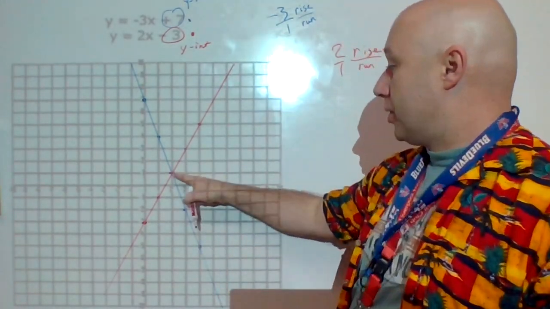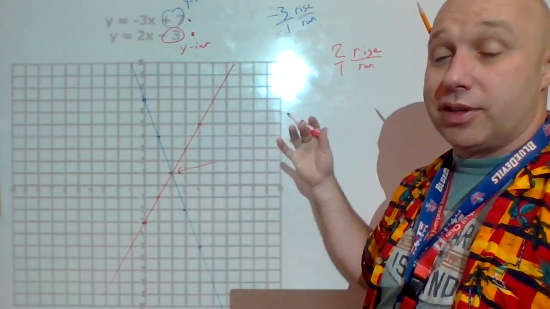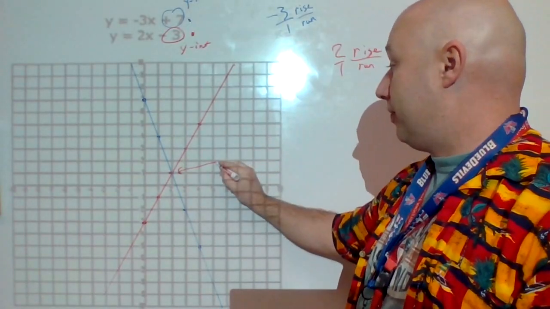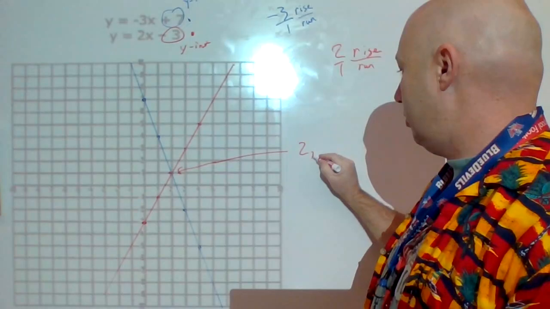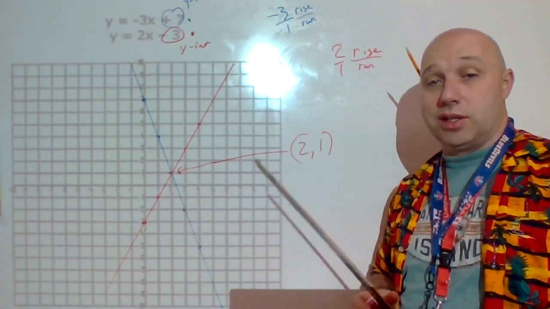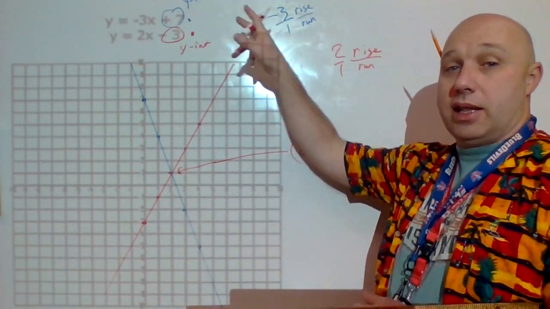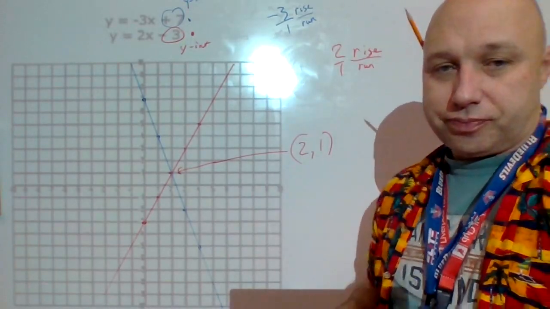All right, so right here is where they cross. Please do not just say, oh look, they cross. You have to tell me the coordinates where they cross. This point is 2, 1: 2 for x, 1 for y. That is the solution of the system, the one point that makes both of those equations work. All right, so there's your graph.